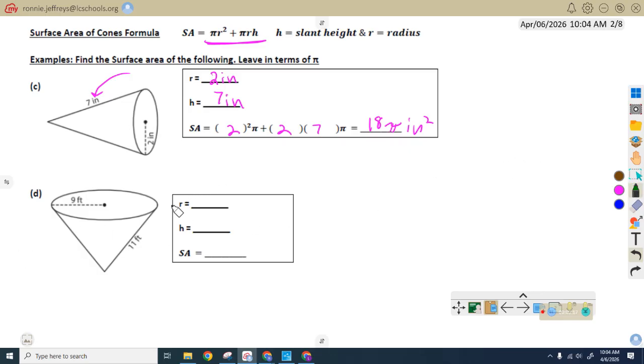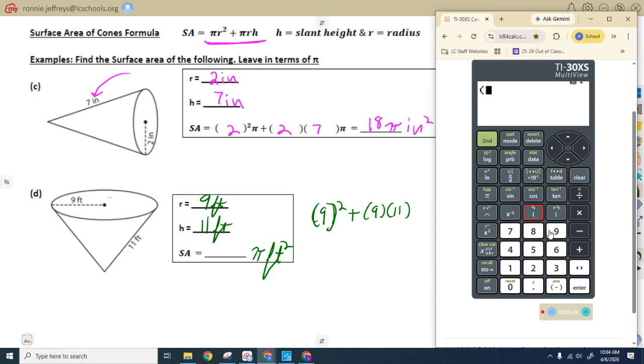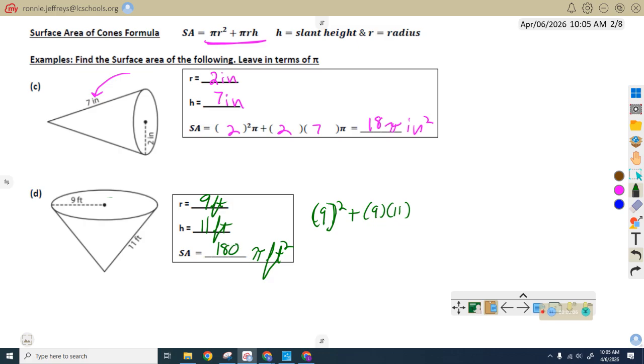And if we were doing this one for D here, radius is 9 feet. Our slant height is 11 feet. So if I was typing this in my calculator, I would do it like this. Make sure you know those are parentheses. And then I would put my pi in here later. Plus, so we would get 180 pi feet squared.